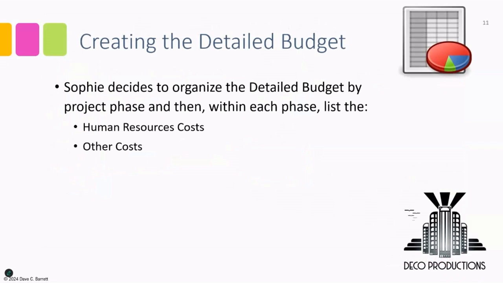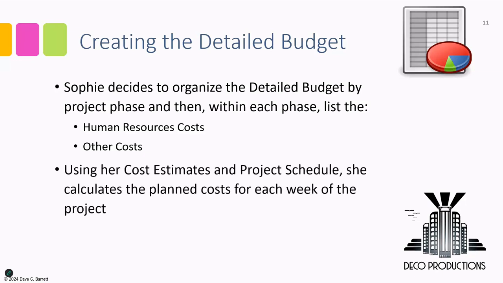Okay, so what we saw there is Sophie deciding to organize the detailed budget by project phase, and then within each phase, list the human resources costs and other costs. So the level of detail that can be contained in a detailed budget may vary. Sometimes it's very detailed, sometimes it's very summary. It really depends upon the reporting needs and the cost needs of the stakeholders of the project.